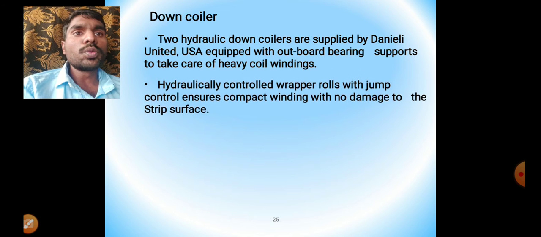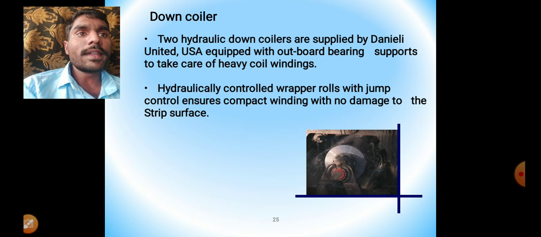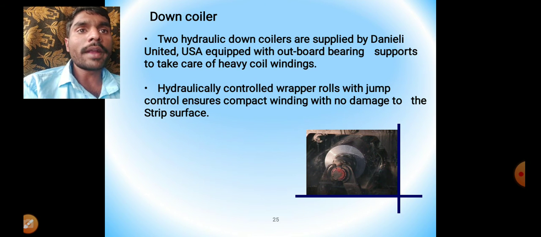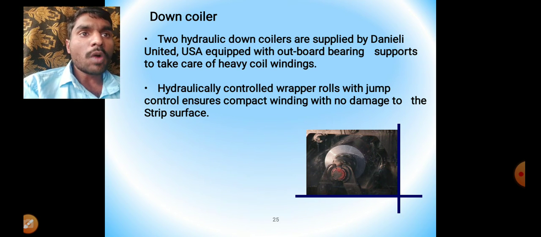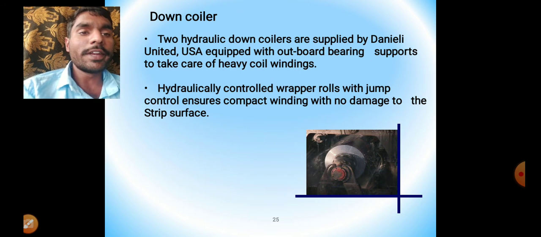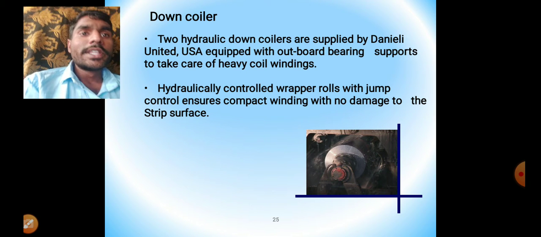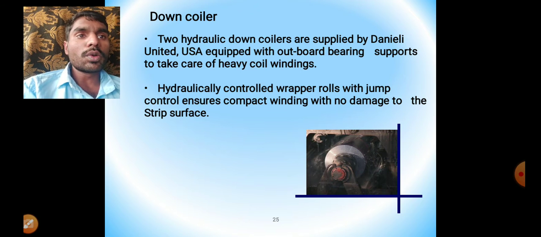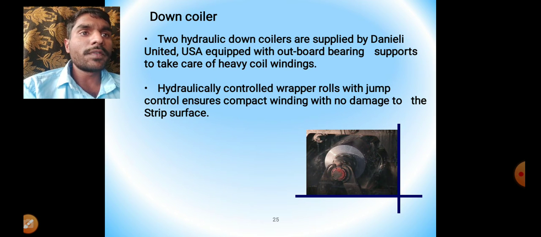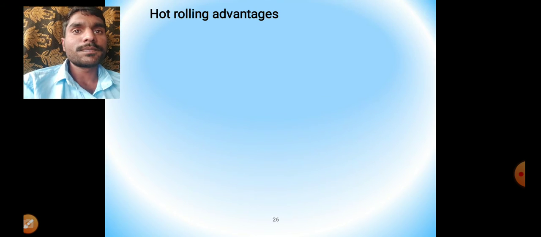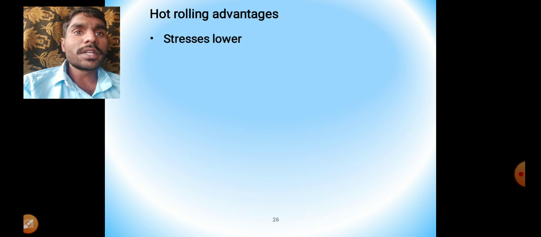Down coiler: two hydraulic down coilers are supplied by Danieli United USA, equipped with outboard bearing support, which takes care of the heavy coil winding. The hydraulically controlled wrapper rolls with jump control ensure compact winding with no damage to the strip surface.